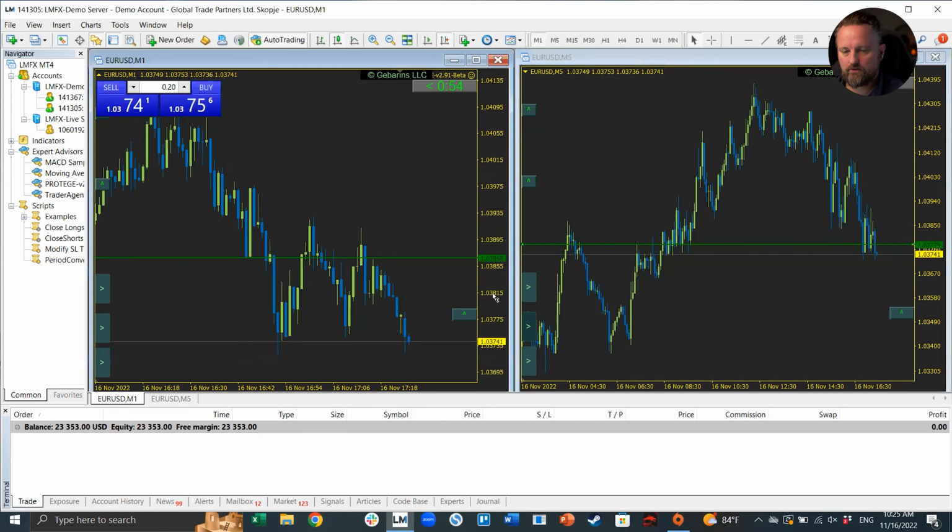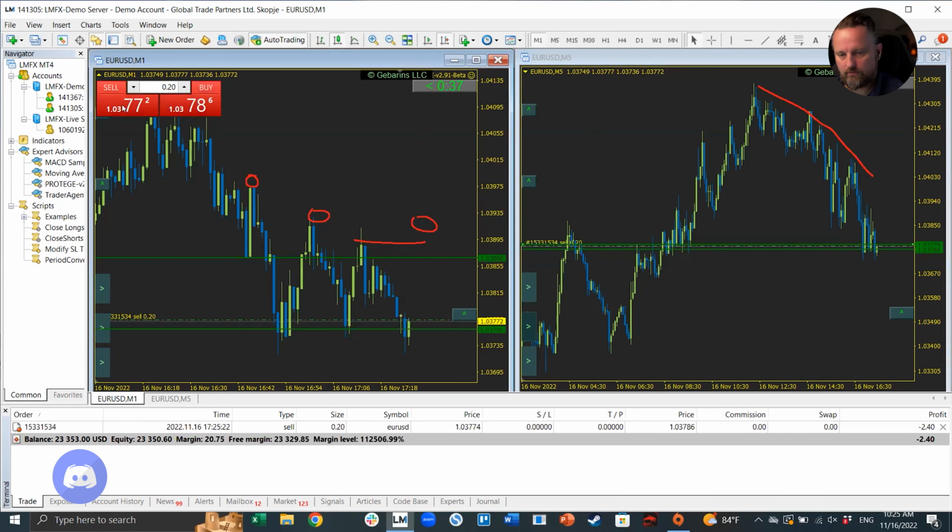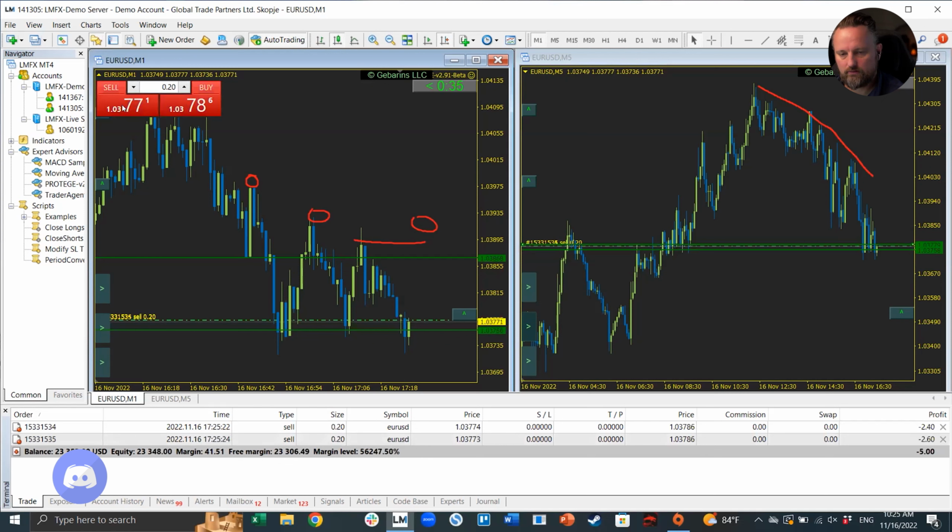So let me throw it to you this way too. It's been going down all day. We've identified that in order for it to go up, it had to cross this line to make a higher high. Does that make sense? Right. So we've identified that sells are kind of safer right now than buys.